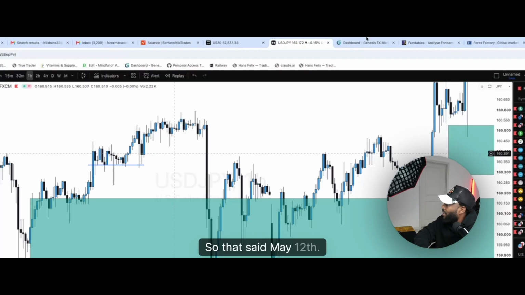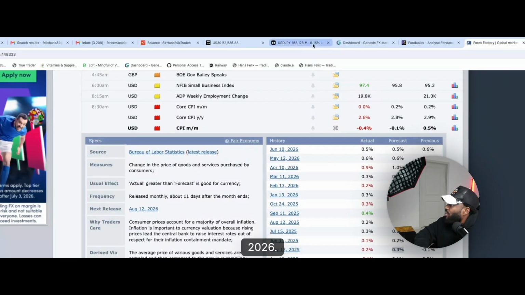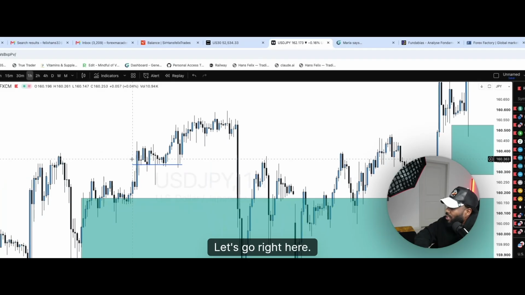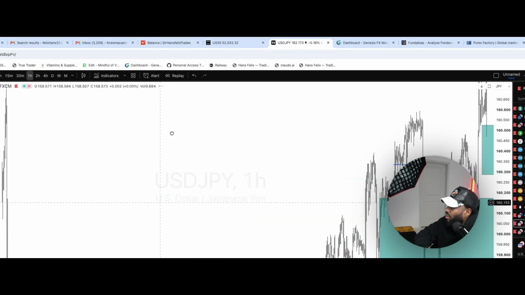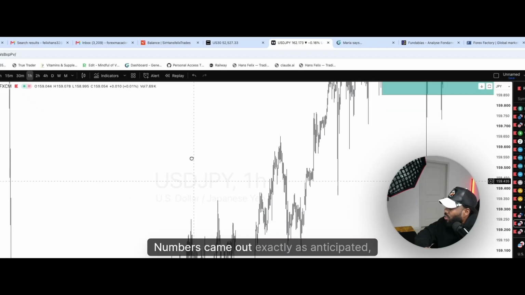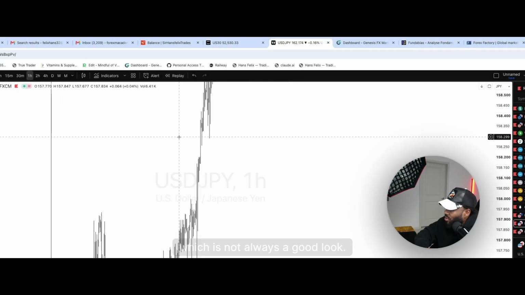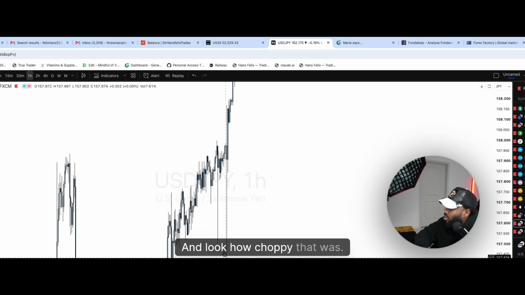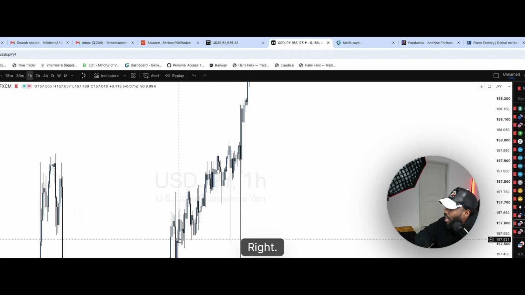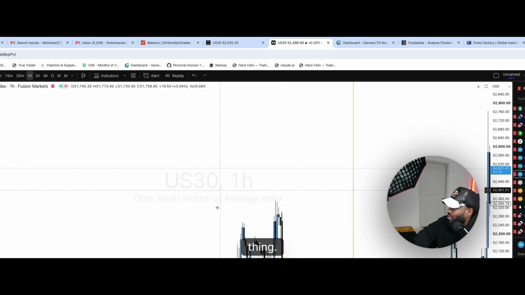So that said May 12th. Yep, May 12th, 2026. Let's go right here. Okay, this is still USDJPY just to show you. Numbers came out exactly as anticipated, which is not always a good look. And look how choppy that was. Right at 8, it was choppy, right? You couldn't really tell where price wanted to go. Let's go to US 30 and see if price did the same thing.